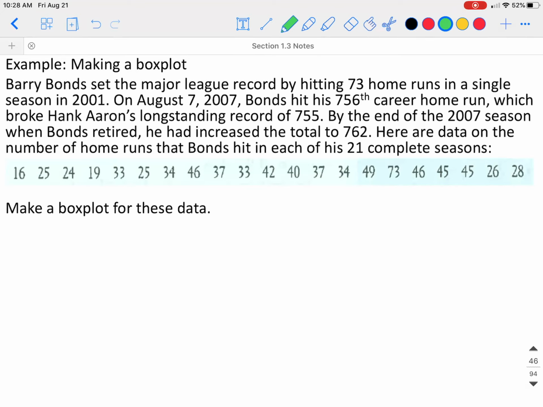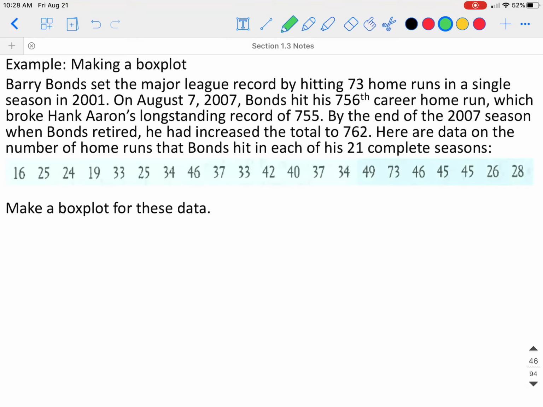So Barry Bonds set the Major League record for hitting 73 home runs in a single season in 2001. On August 7, 2007, Bonds hit his 756th career home run, which broke Hank Aaron's long-standing record of 755. By the end of the 2007 season, when Bonds retired, he had increased the total to 762. Here are data on the number of home runs that Bonds hit in each of his 21 complete seasons.